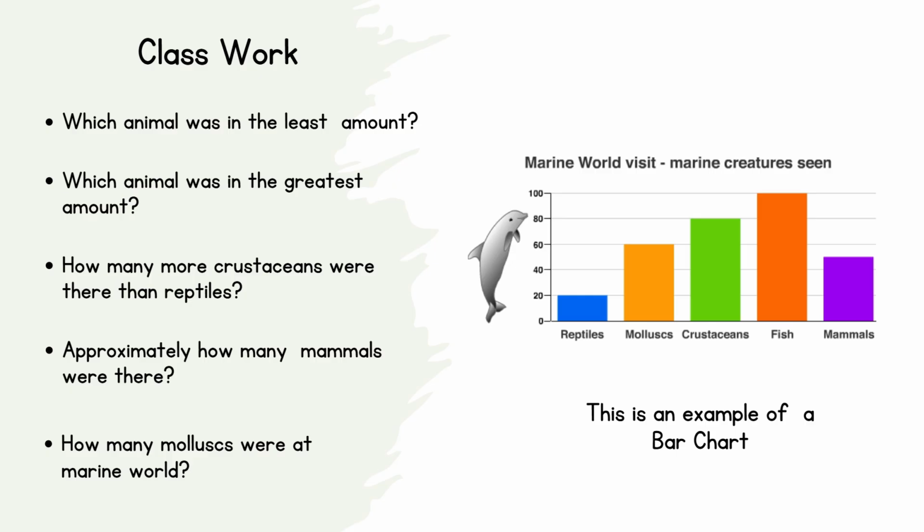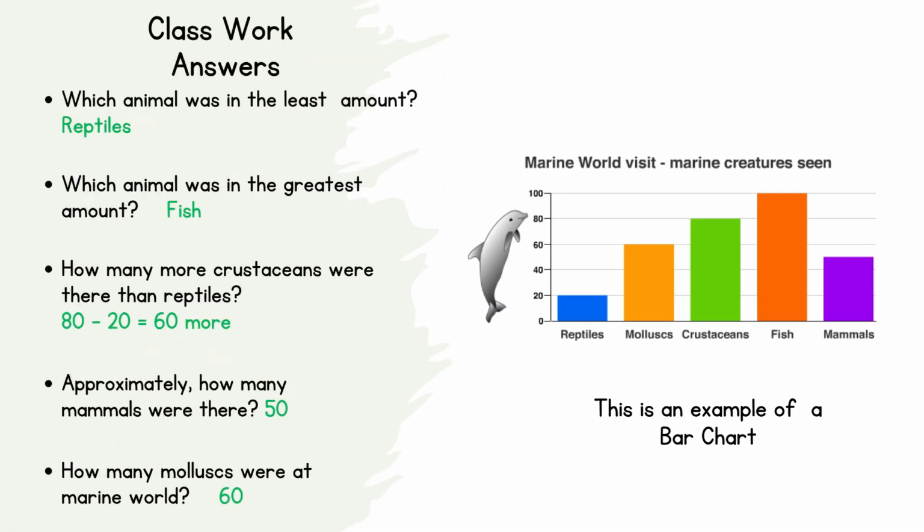Which animal was in the least amount? Which animal was in the greatest amount? How many more crustaceans were there than reptiles? Approximately how many mammals were there? And how many mollusks were at Marine World? Did you get them right?